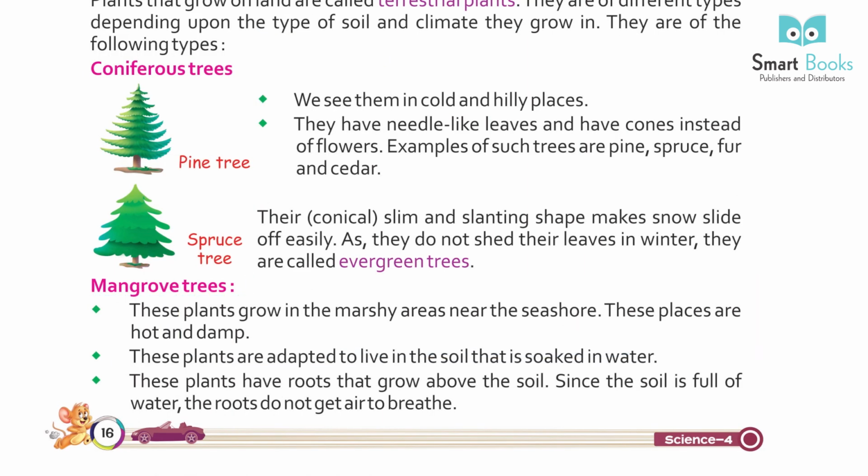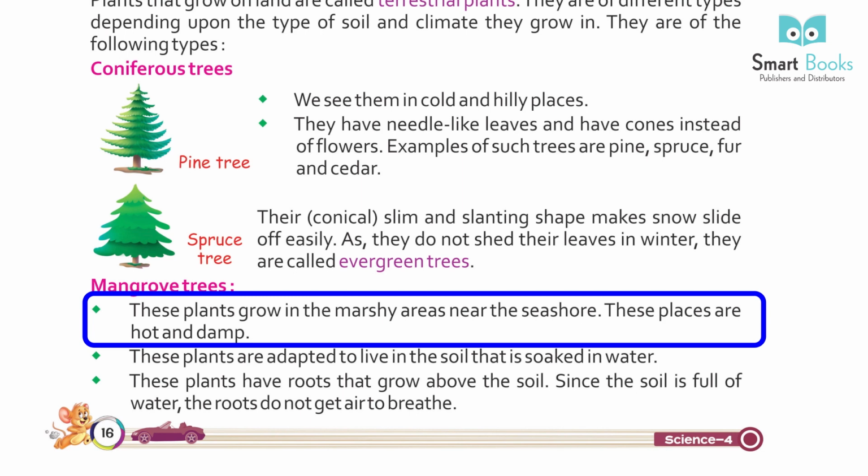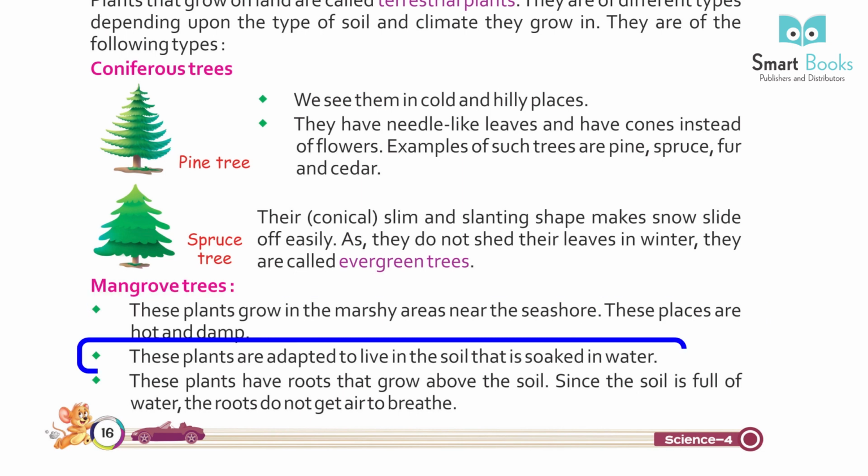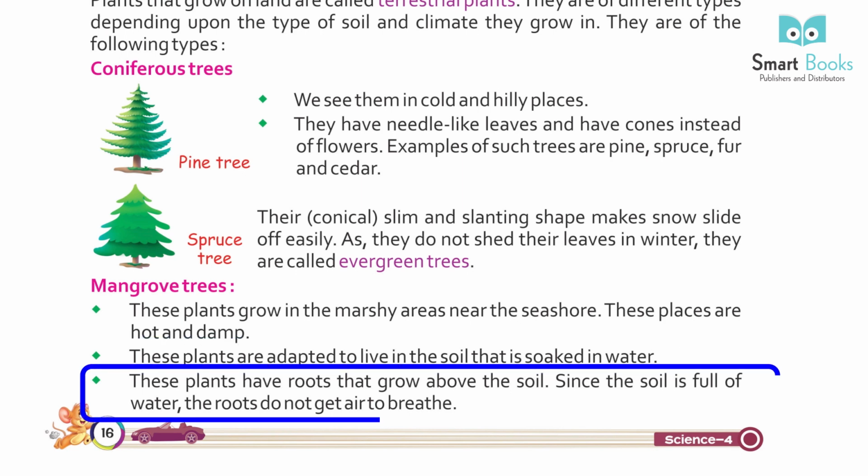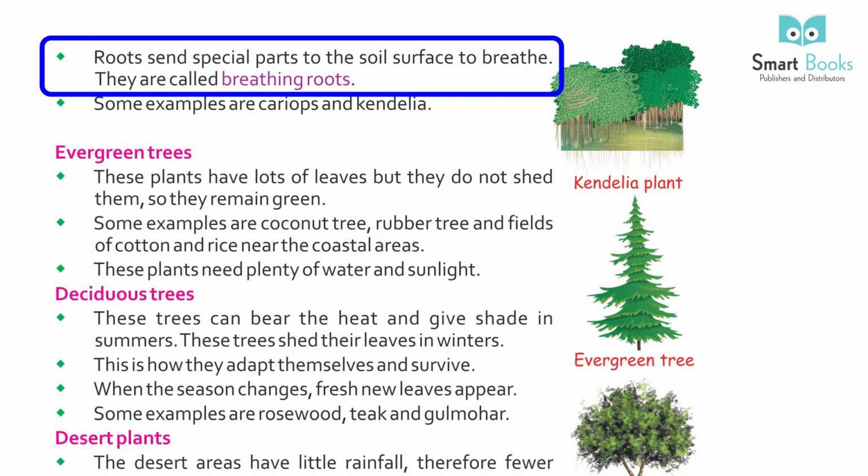Mangrove trees. These plants grow in the marshy areas near the seashore. These places are hot and damp. These plants are adapted to live in soil that is soaked in water. These plants have roots that grow above the soil. Since the soil is full of water, the roots do not get air to breathe. Roots send special parts above the soil surface to breathe. They are called breathing roots.